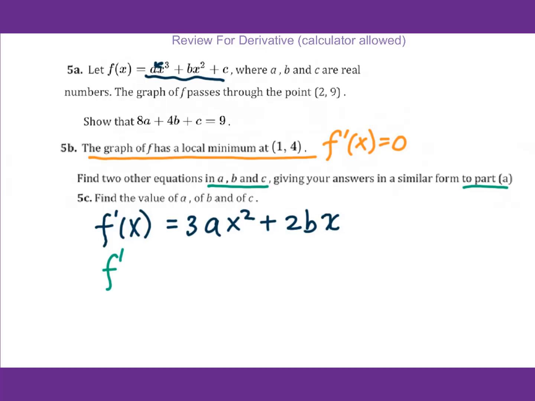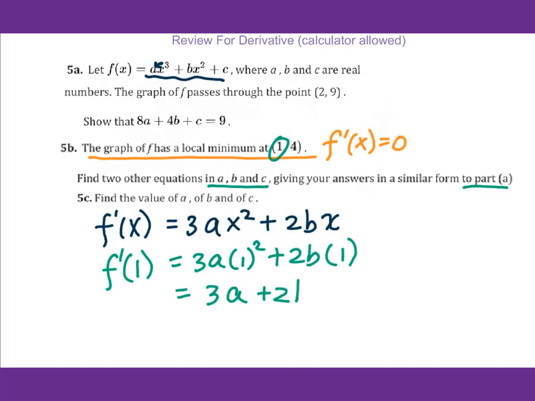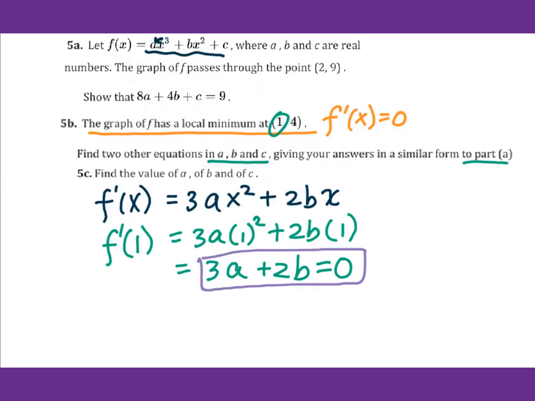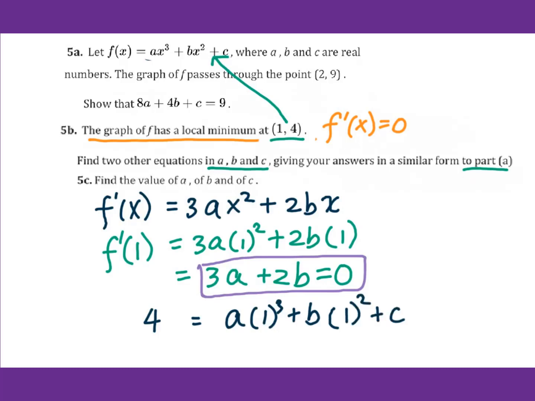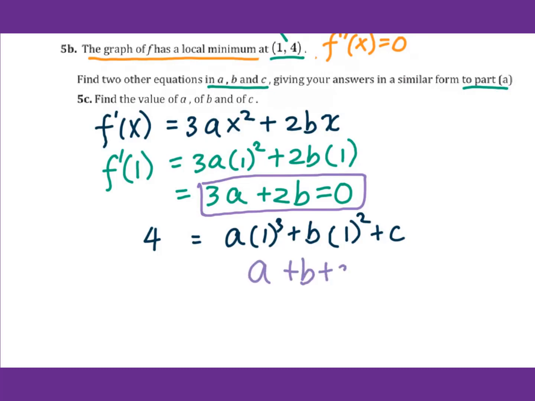Then we can plug 1 into this derivative function. You will get 3a times 1 squared plus 2b times 1. We get 3a plus 2b equals 0. This will be the second equation. The third equation, basically, you need to plug x equals 1 and y equals 4 into this function. So we get 4 equals a times 1 to the third power plus b times 1 squared, then plus c. You will get a plus b plus c equals 4. This will be the third equation.